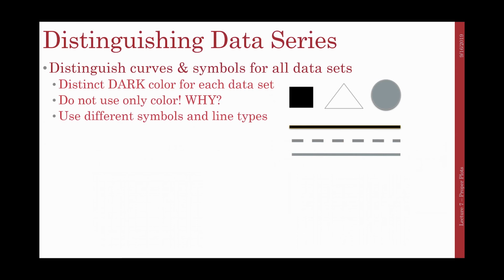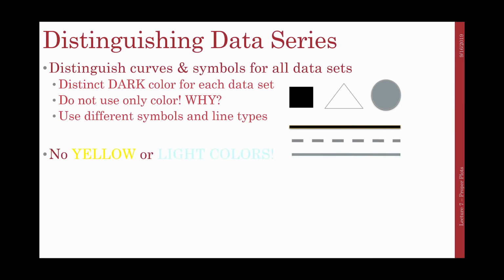So to distinguish data series, you want to distinguish curves and symbols for all data sets. You want to use distinct dark colors for each data set. Why not use color only? Because what if someone happens to print it in black and white? So you want to use different symbols and line types.